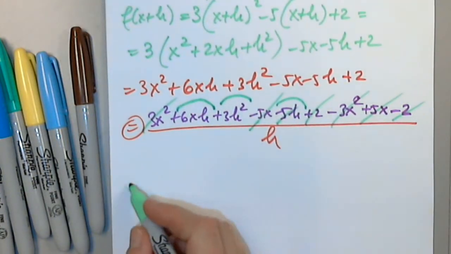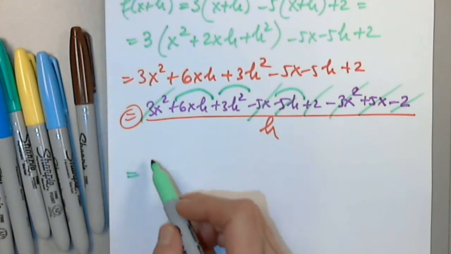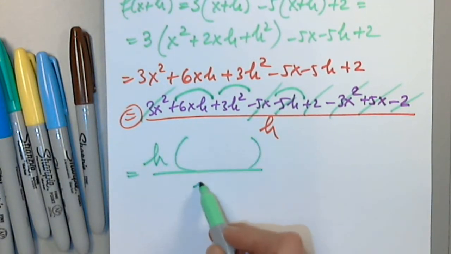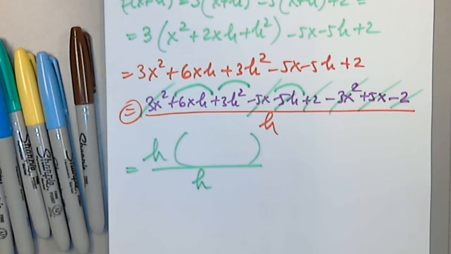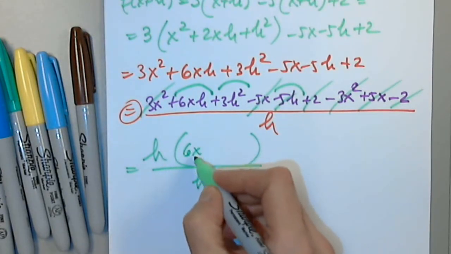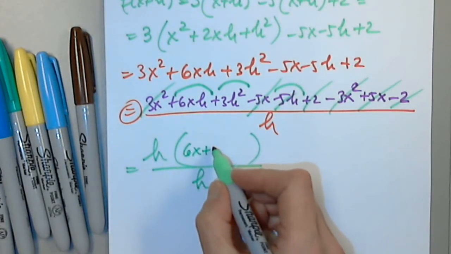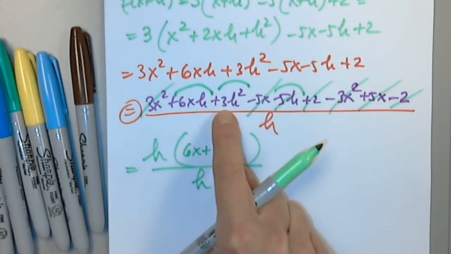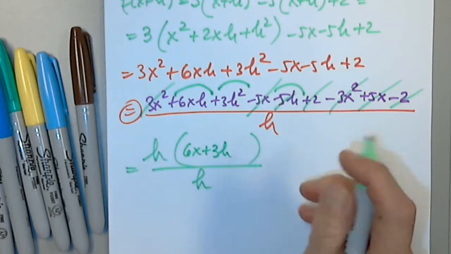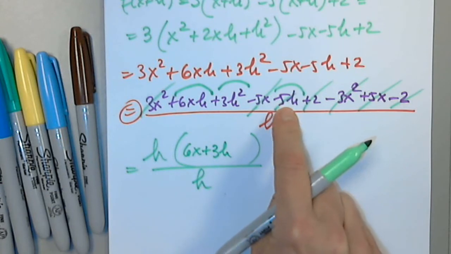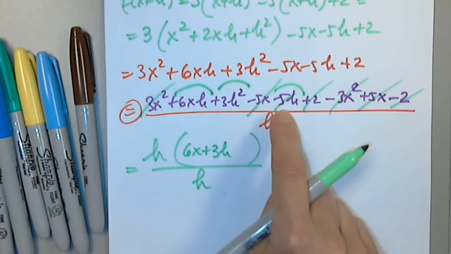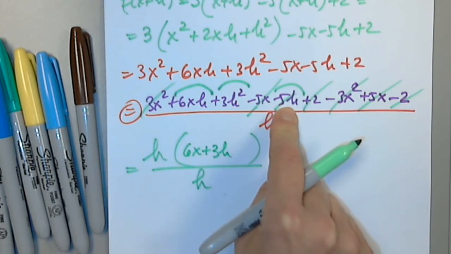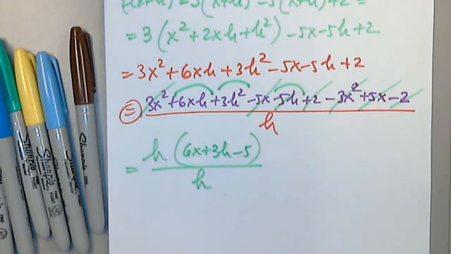3 terms. What do they have in common? h. What is left in parentheses? 6x plus 3h. Very good. I crossed it out by mistake, so now the last here. Minus 5. That's it. Do we all agree with this? Yes? Okay.